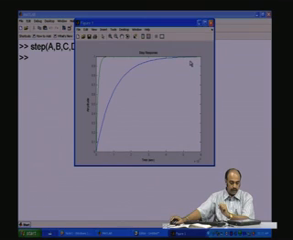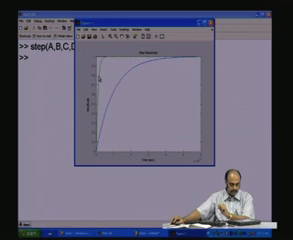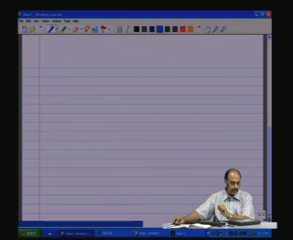Okay. Now, coming to the next point, I would like to point out to you that you let us copy this figure, go to our notes, and let us insert the figure here.